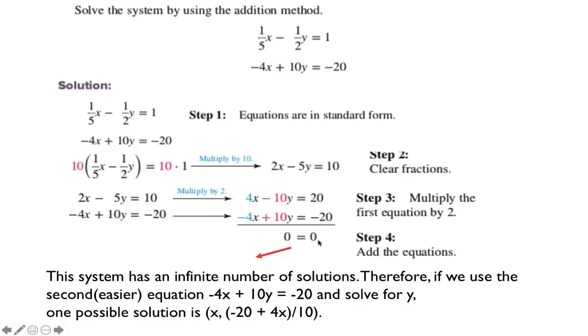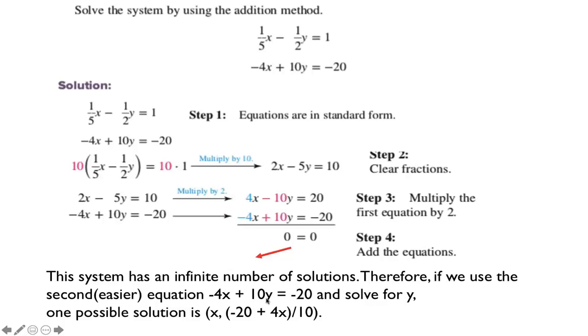Notice this means that when we have an identity like this, 0 is equal to 0, which is a true equation, that means that these two equations are equivalent, and we have the infinite solution case. And so one way to write the solution to this is to pick one of the equations, any of them, because they're the same. So I'll pick the second one, which is a little bit easier, and solve for y.